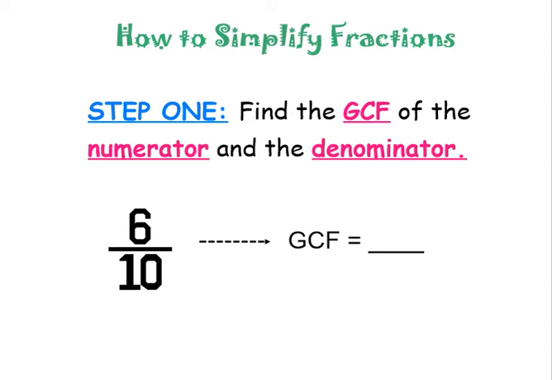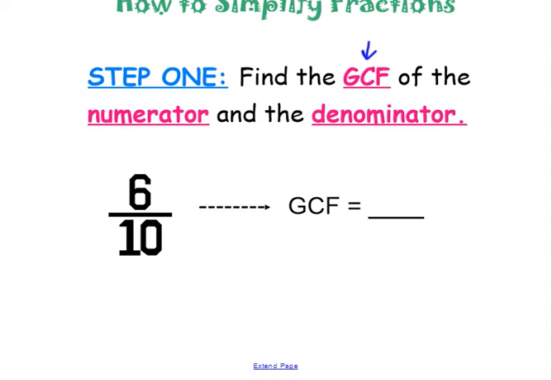So there's a couple really quick steps to simplifying fractions. Here we have the fraction 6/10. Step 1 is you're going to find the GCF, which if you remember is the greatest common factor of the two numbers, the numerator and the denominator. Now, a lot of you can look at those and find the greatest common factor right off the bat. But just to be clear, I'm going to show you real quick.